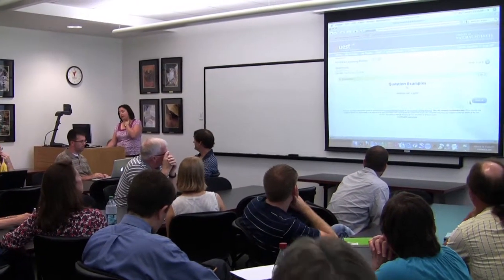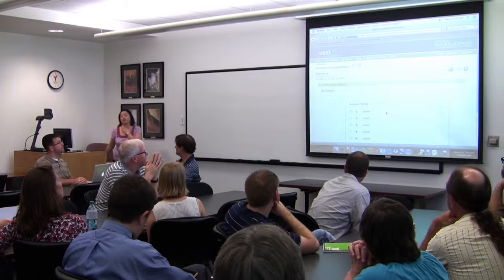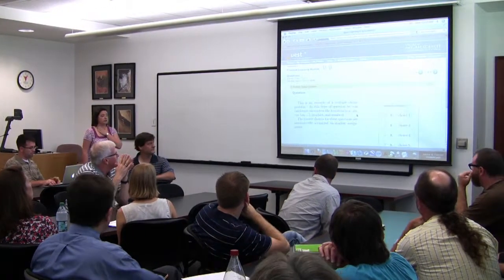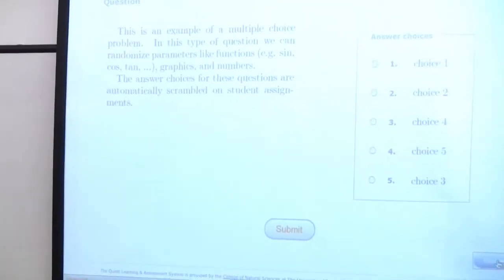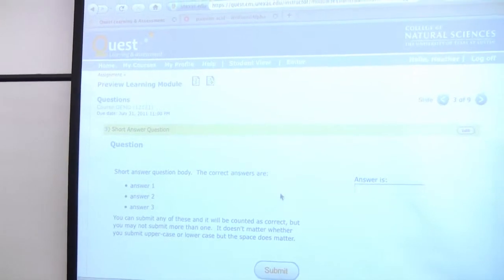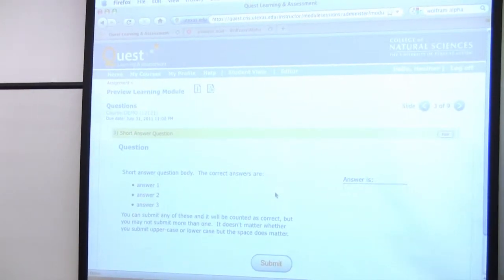Remember that we still randomize our parameters and everything like that. We can change pictures in our questions, we can change numbers in our questions, and then we also scramble our choices. So this is a lot of our question set. But we've also developed several other types over the last year.